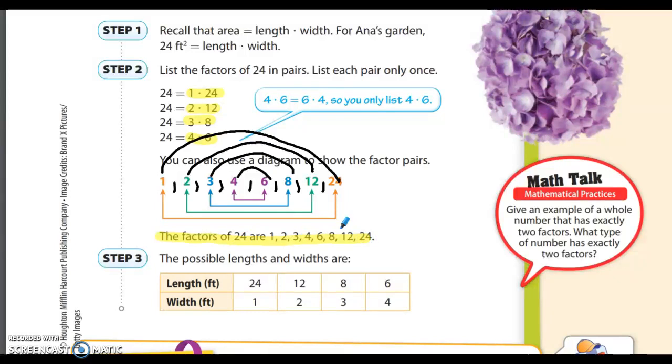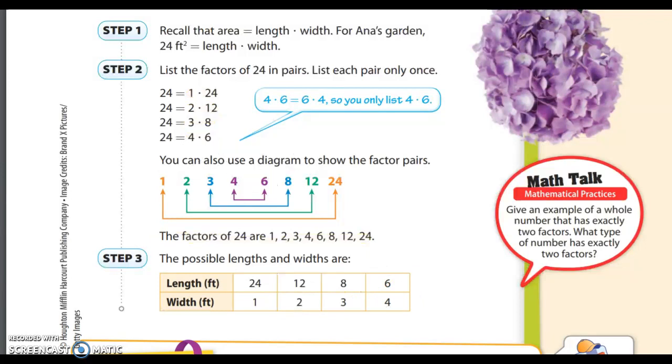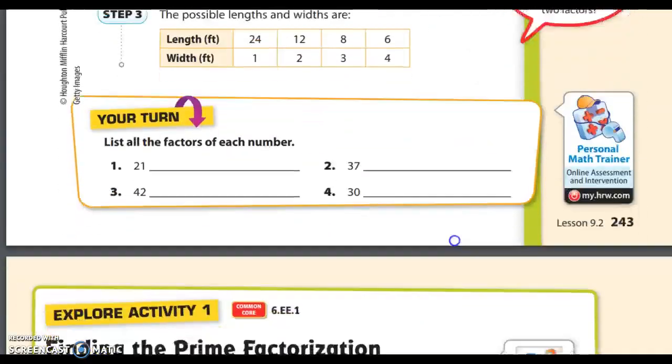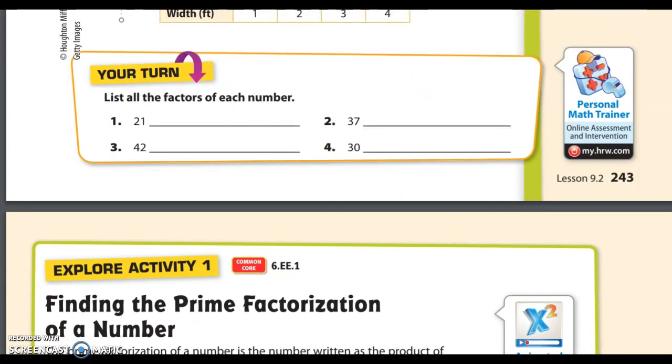And then the different dimensions, to go back to the word problem, what kind of garden could she make? She could make a 24 by 1 garden. She could make a 12 by 2. She could make an 8 foot by 3 foot garden, or she could make a 6 foot by 4 foot garden. Those are the different sizes she could make. Now, if this seems familiar, this is actually very, very similar to what we did in Module 2. So we're basically right now just reviewing Module 2.